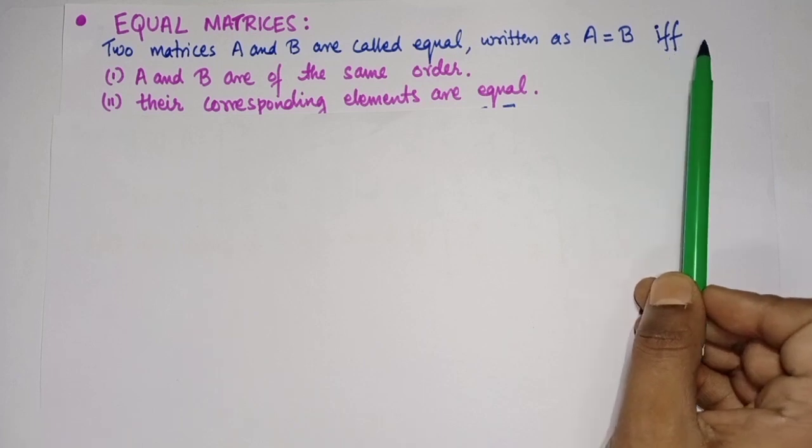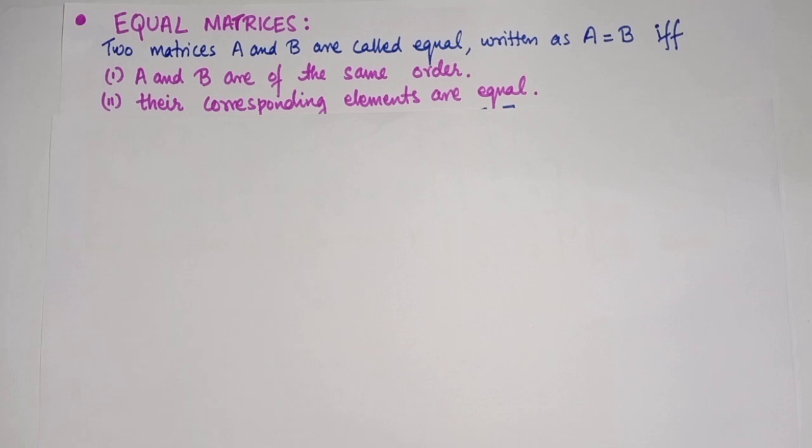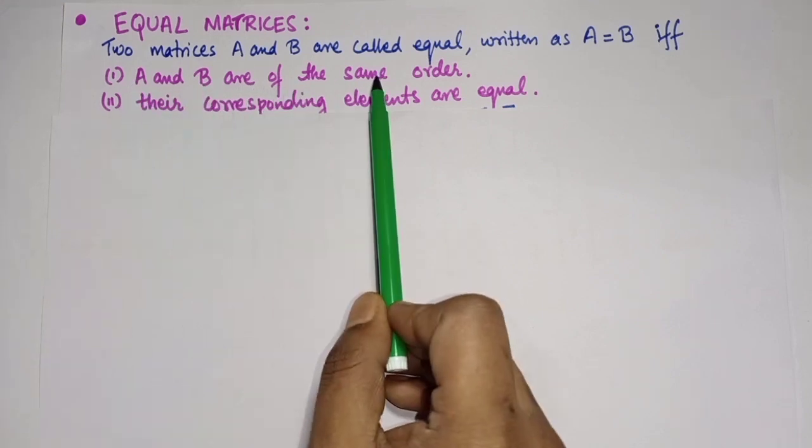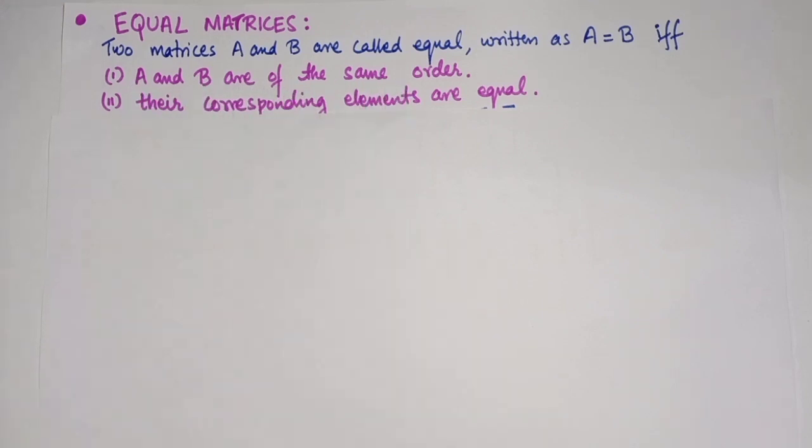So there are two conditions when we can say that two matrices are equal. A and B should be of the same order, and their corresponding elements should be equal. So what does this mean? I'll show you an example.